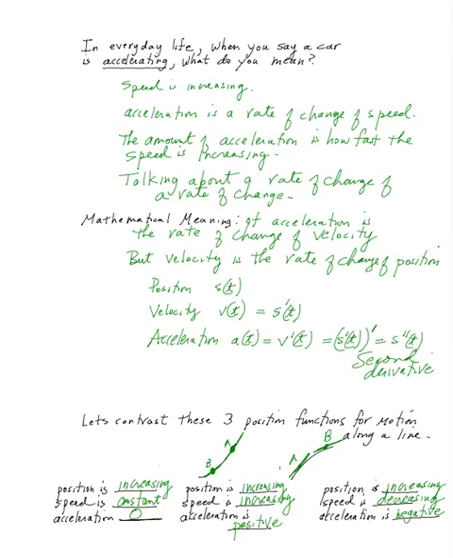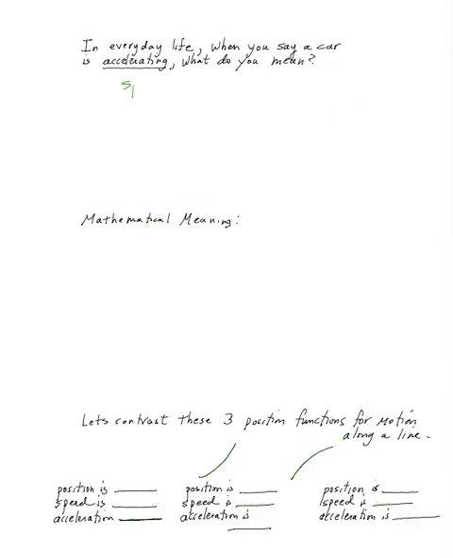In everyday life, when you say a car is accelerating, what do you mean? I think you mean that the speed is increasing. You're not going at a constant speed of 55 miles per hour, for example, but you're pushing down on the gas pedal more and more so that your speed increases.